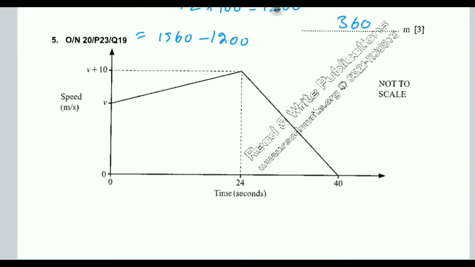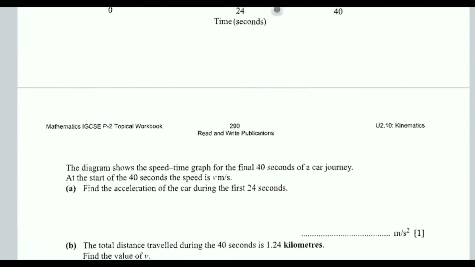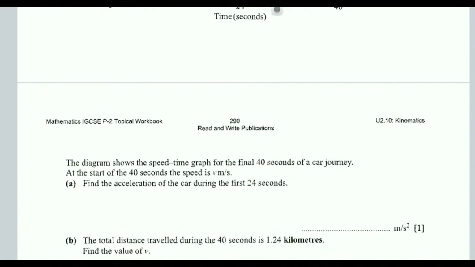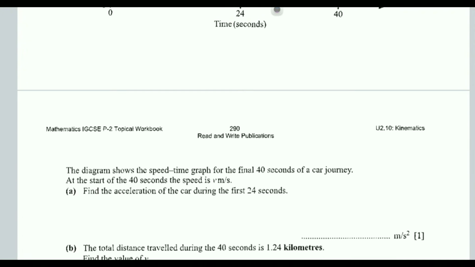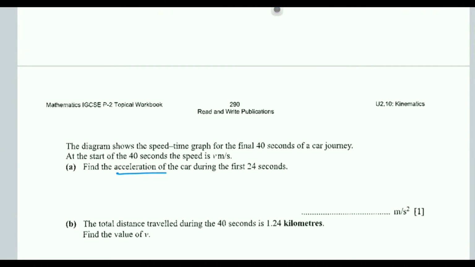The next question, a speed time graph is given to you. The diagram shows the speed time graph for the final 40 seconds of a car journey. At the start of the 40 seconds, the speed is v meters per second. What we have to do here is find the acceleration of the car during the first 24 seconds, which means you have to find the gradient.